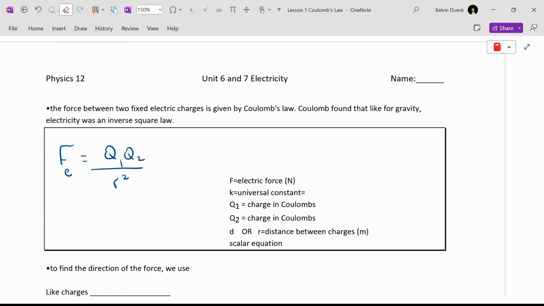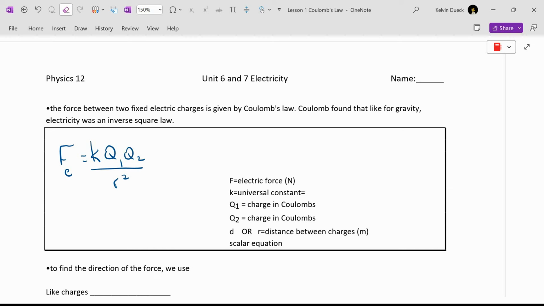But just like for gravity, where we needed big G as a constant to get an answer in newtons, we need a constant here. It's little k, from the German word for constant. And little k is on your formula sheet in the data section.